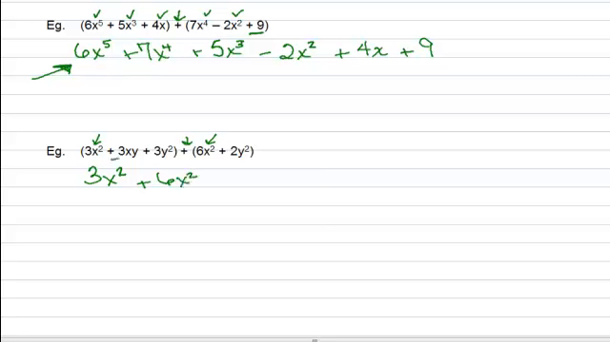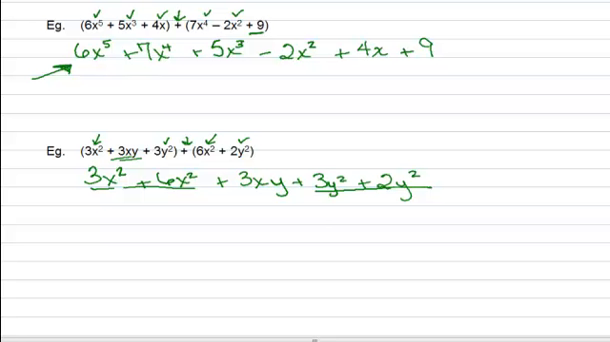Now I've got a 3xy. I don't see any other xy's, so I move on to 3y squared. And here's another y squared, plus 2y squared. And now I'm going to combine like terms. So I see what I've got here. These are like terms. These are like terms.